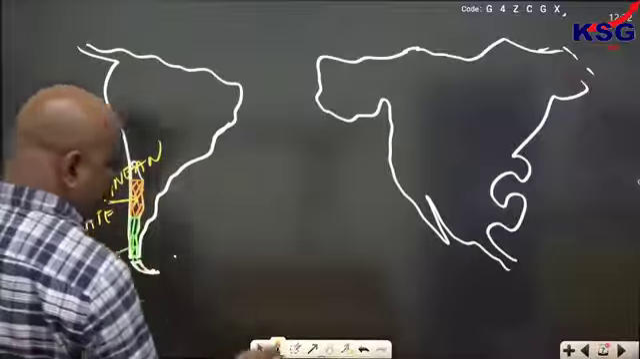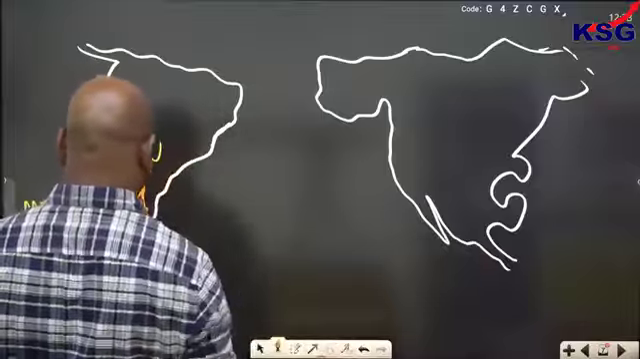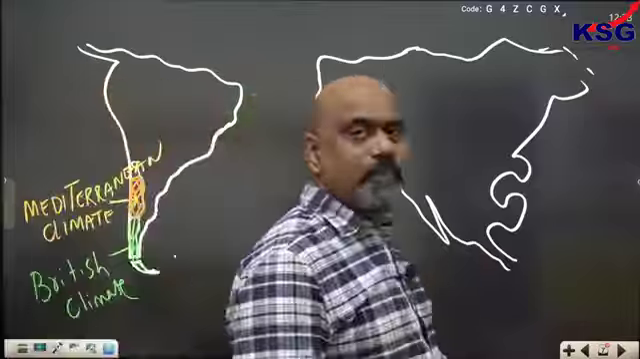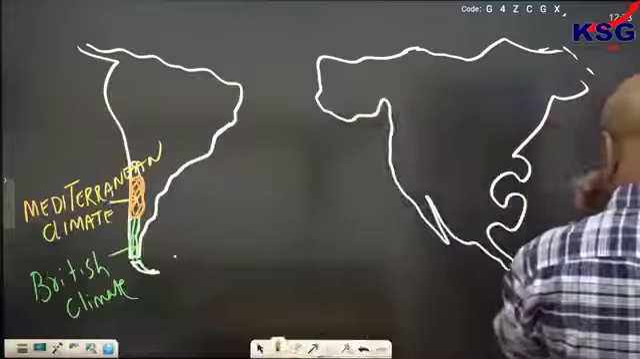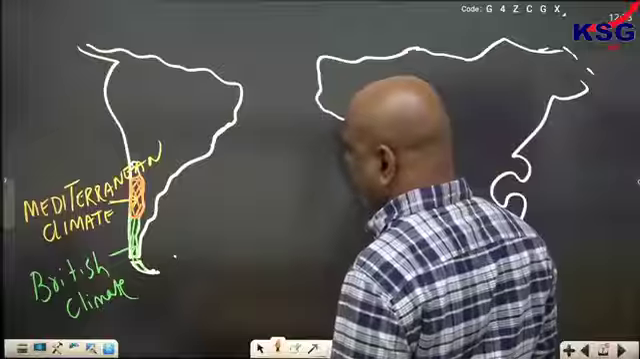Why is it best developed over the central part of Chile? Why is this so? Because of the dominance of the westerly wind system.